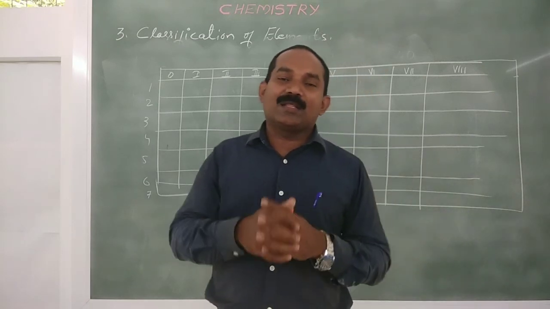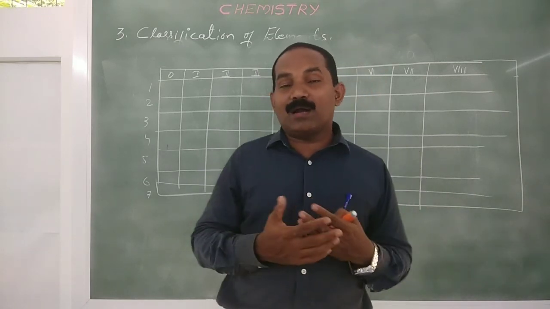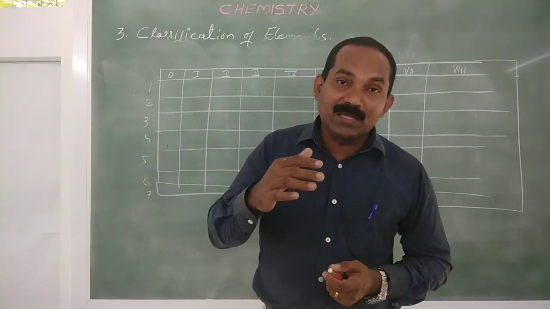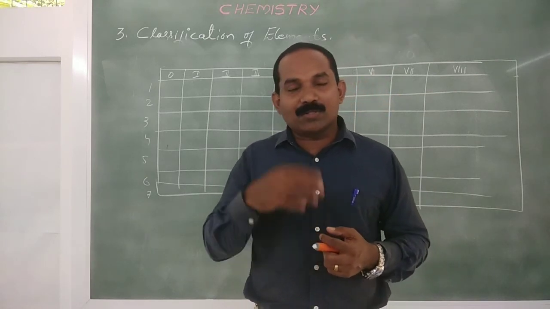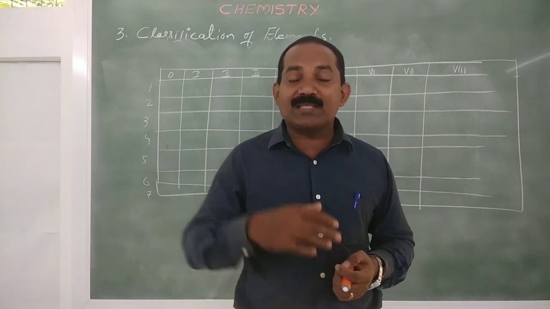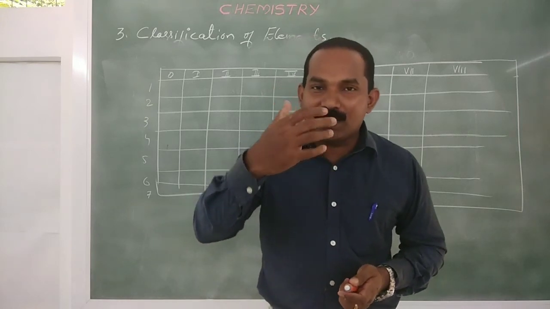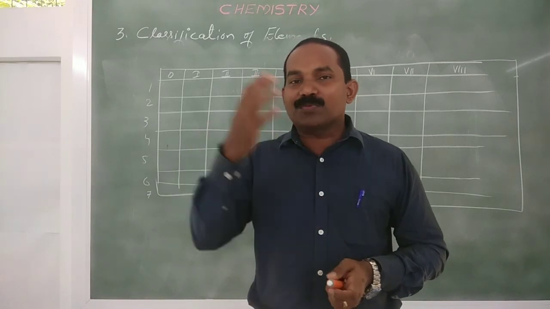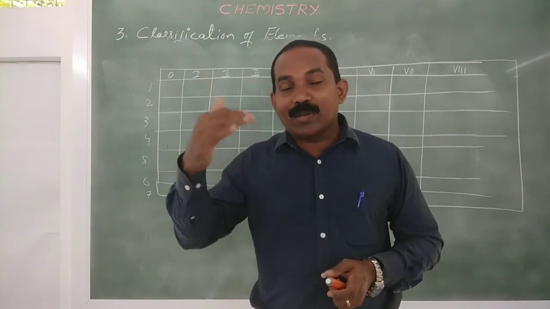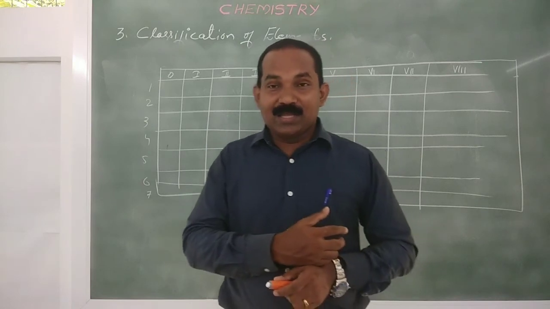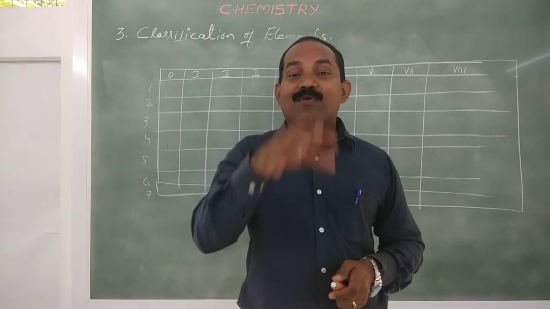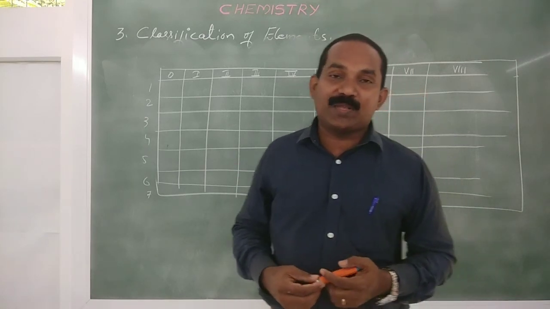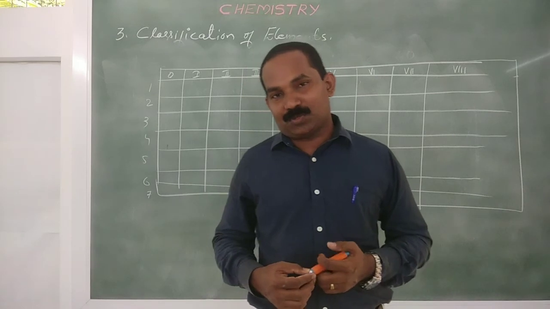That's one of the other important drawbacks. And the main drawback is that he couldn't place the isotopes in the periodic table. You know what isotopes are: same atomic number and different mass number. He couldn't find a proper position for the isotopes, so he failed to explain the properties of isotopes.